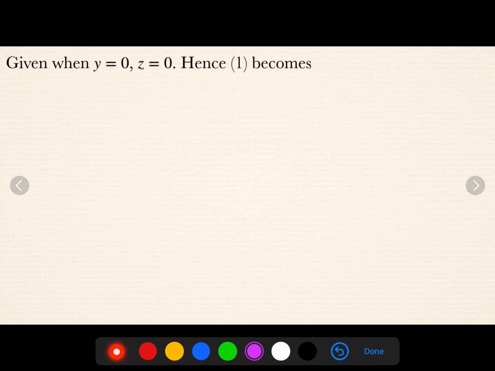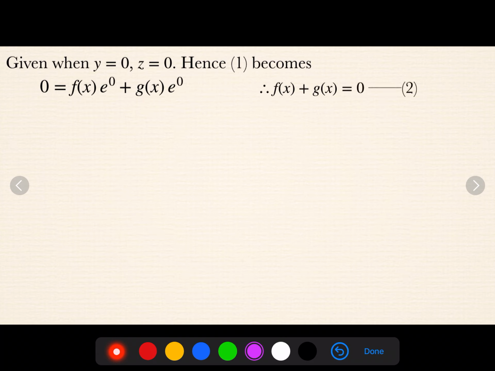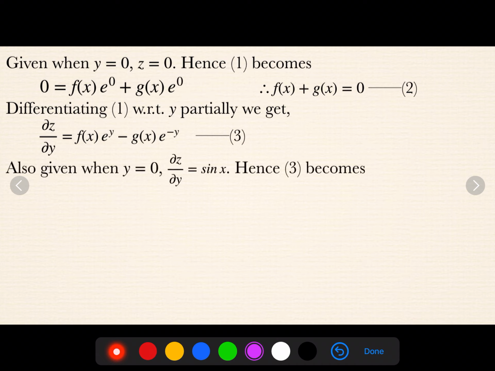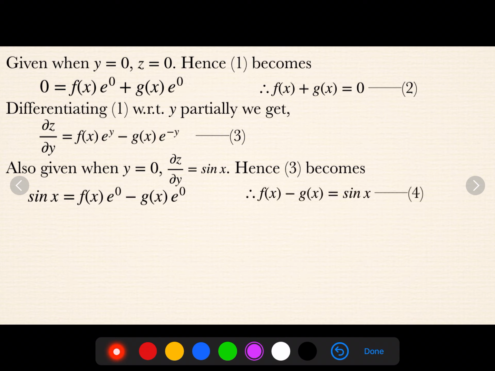Now, use the first condition, y is equal to 0, z is equal to 0. Equation number 1 implies f(x) plus g(x) is equal to 0, call that equation number 2. Now, differentiate 1 partially with respect to y, because the second condition has a derivative. We will get f(x) e^y minus g(x) e^(-y). Now, use the second condition, we will get f(x) minus g(x) is equal to sin x.